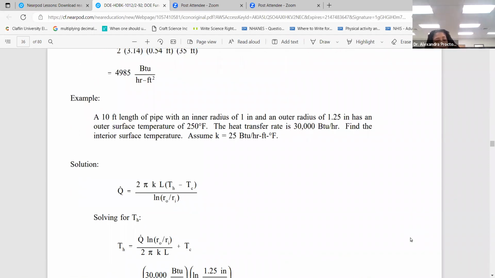And then the next example is you have a 10-foot length pipe with an inner radius of 1 inch, an outer radius of 1.25 inches, and it has an outer surface temperature of 250 degrees Fahrenheit. The heat transfer rate is 30,000 BTU per hour, and you have to find the interior surface temperature, assuming that K is 25 BTU per hour foot degree Fahrenheit.